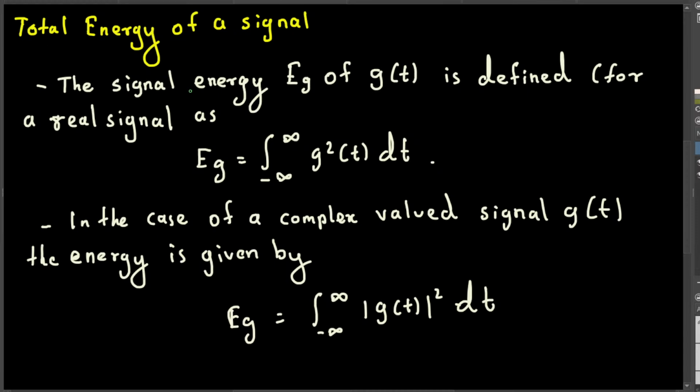Total energy of a signal. The signal energy Eg of g(t) is defined for a real signal as Eg equals the integral from negative infinity to infinity of g squared of t dt. In the case of a complex valued signal g(t), the energy is given by Eg equals the integral from negative infinity to infinity of the absolute value of g(t) squared dt.